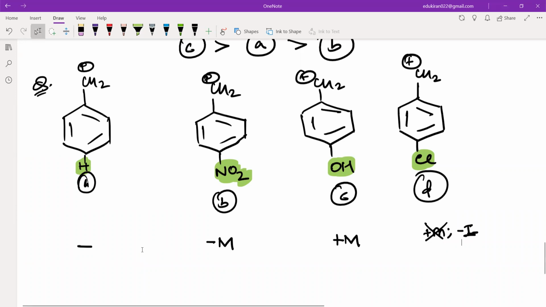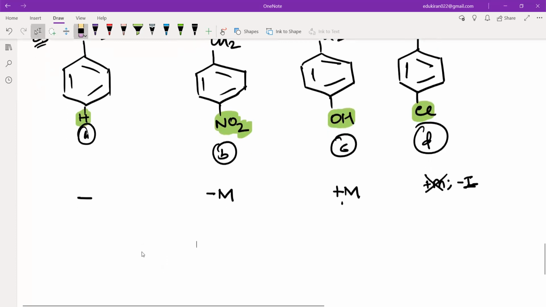Now it is quite easy for us to write the order, because plus M will stabilize the positive charge. So C will be most stable, yes or no? Now what will be the next stable thing? Again, here nothing is happening. Here it is destabilizing. Here it is stabilizing, and here also it is destabilizing.